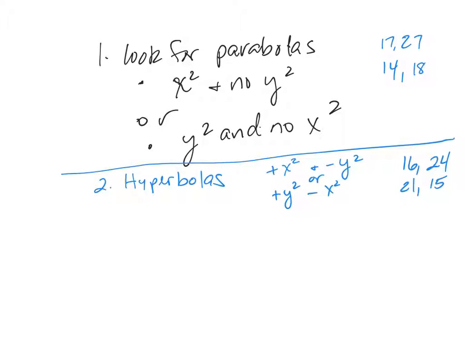The first thing you're going to do is look for ones that don't have an x squared or don't have a y squared but have the other one, and those are the parabolas. Get those out of the way. Then you're going to look for the x squared and y squared where they have different signs when they're on the same side of the equation. Get those out of the way. Now you're left with circles and ellipses.